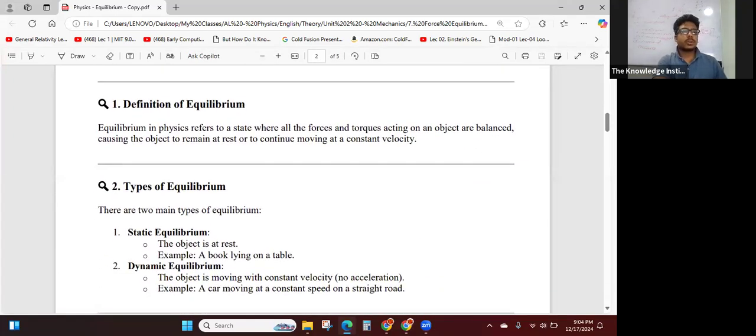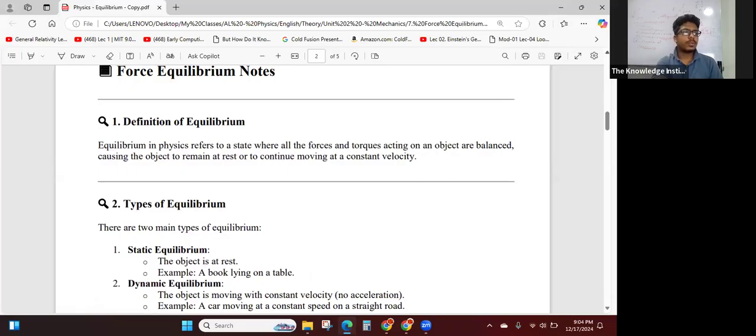Okay, so what is force equilibrium? Equilibrium in physics refers to a state where all the forces and torques acting on the object are balanced, causing the object to remain at rest or continue moving at a constant velocity.